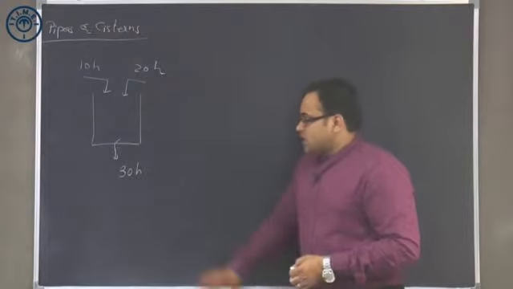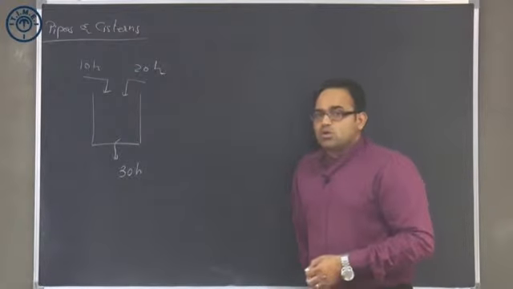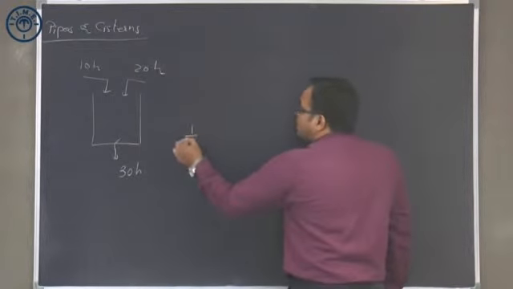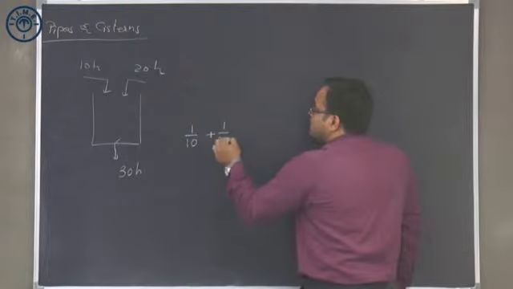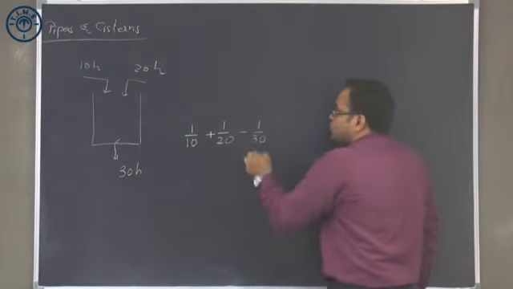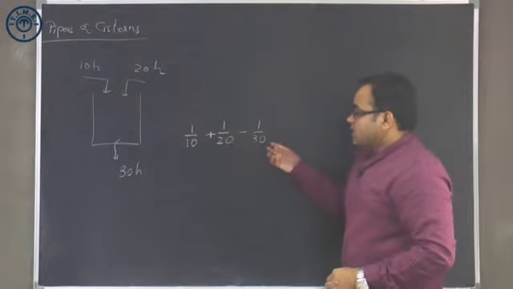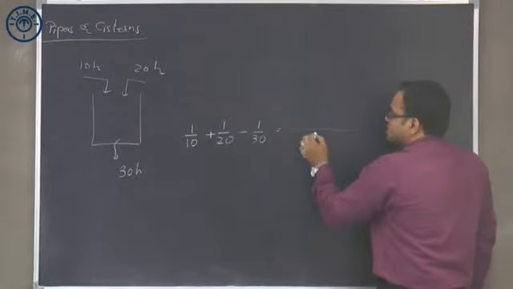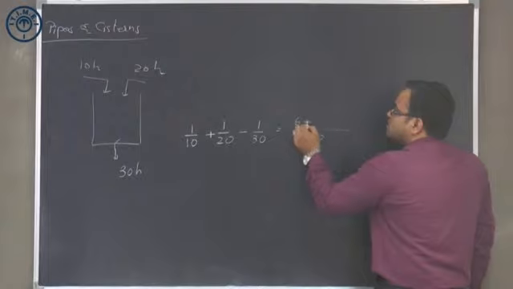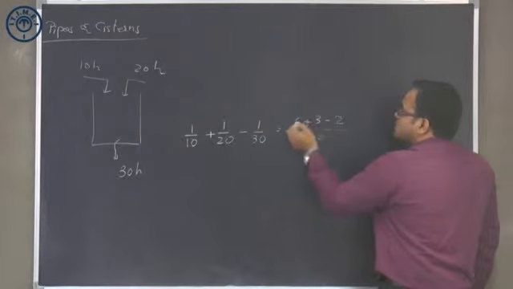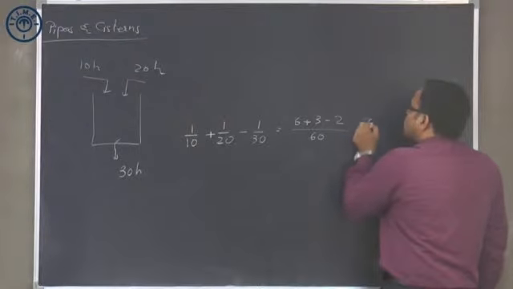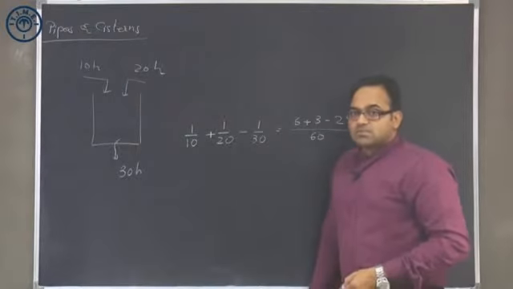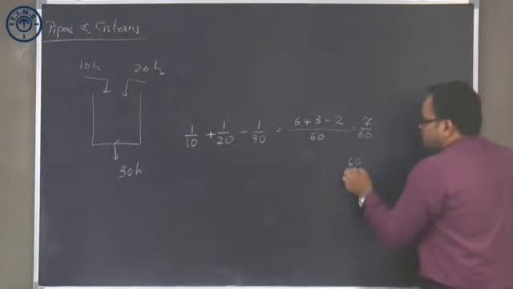In order to answer these questions, let's say this question precisely, we can use both the LCM as well as the unitary method. In case I was to go with the unitary method, I would say work done per unit time will be 1 by 10 plus 1 by 20 minus 1 by 30. So once I write this equation, I would be able to solve this. This is equivalent to 6 plus 3 minus 2 upon 60, that is 9 minus 2, 7. So this is equal to 7 upon 60. If this is 7 upon 60, the time taken will be 60 upon 7 hours. So 60 upon 7 hours will be my answer.